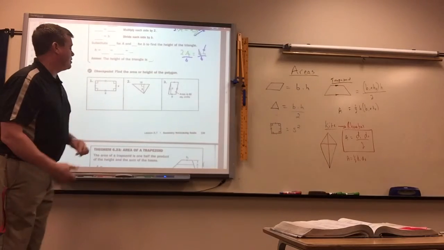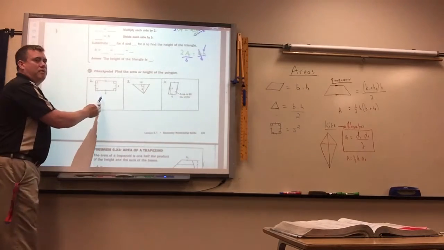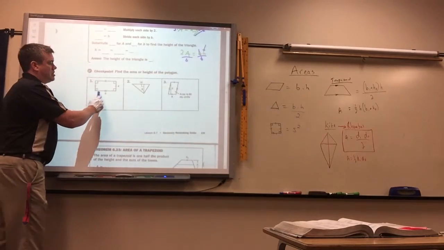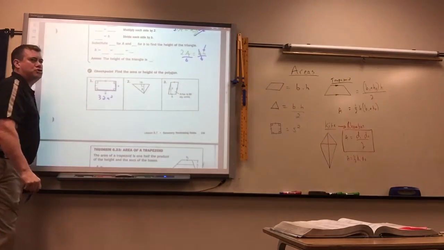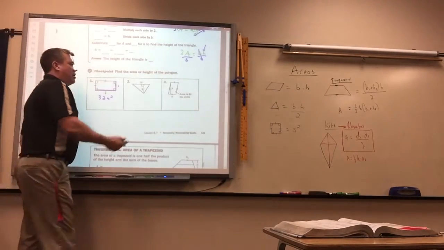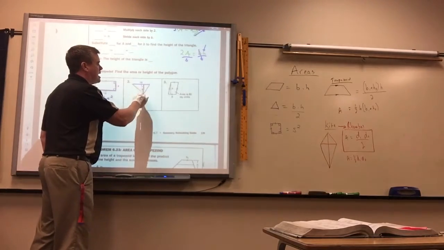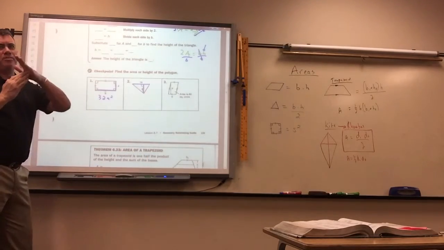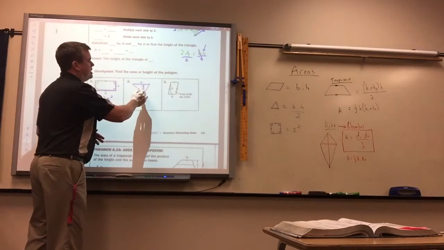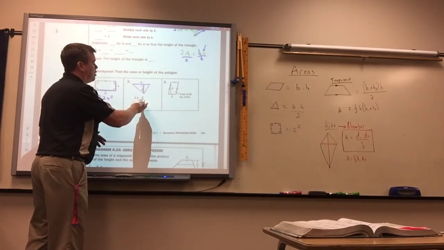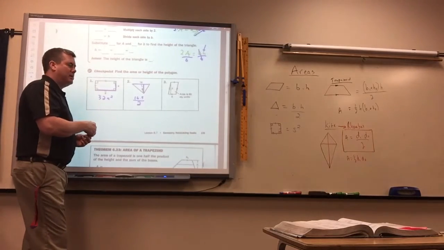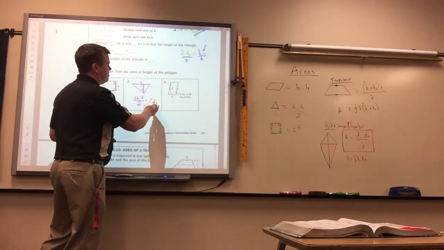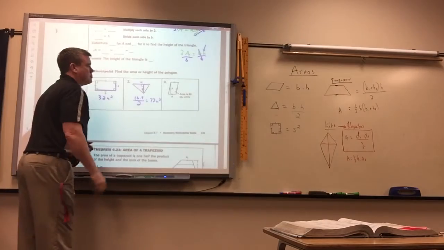So, the simple ones, area of a rectangle is length times width, 32 units squared. Area of a triangle is base times height. Base and height always got to form a 90. So 16 times 9, and don't forget to divide by 2. A lot of times people forget that on the triangles. So that would be 72 units squared.